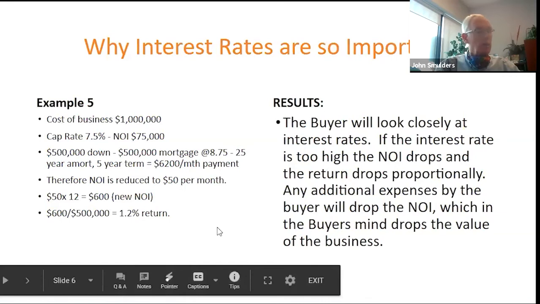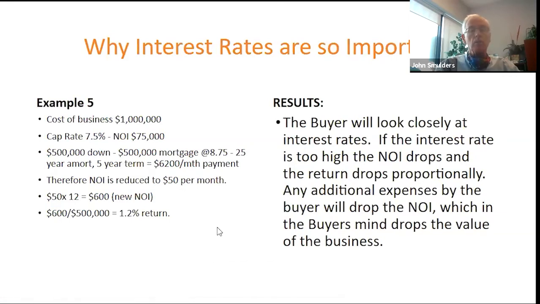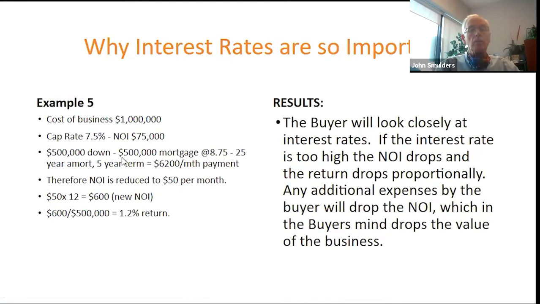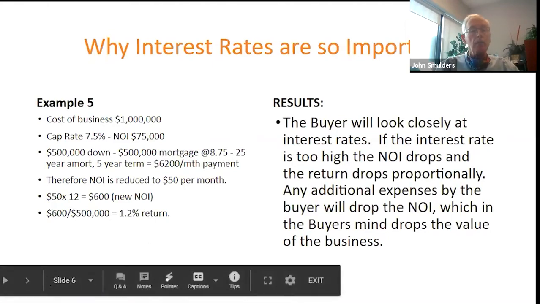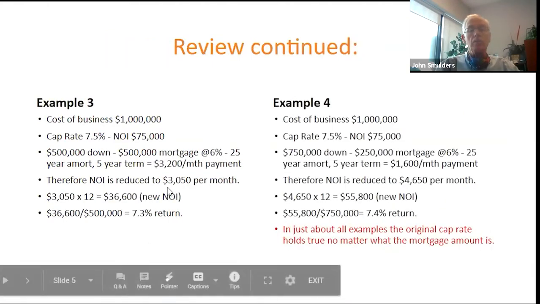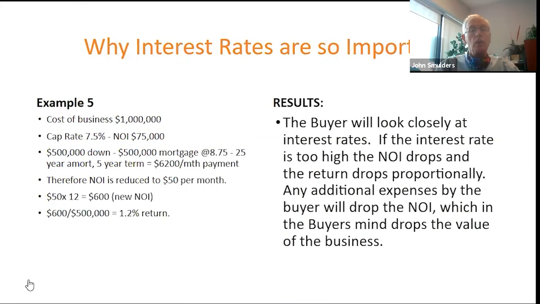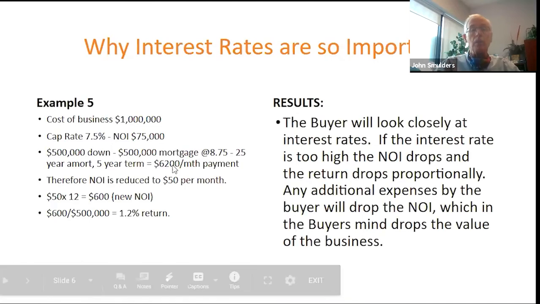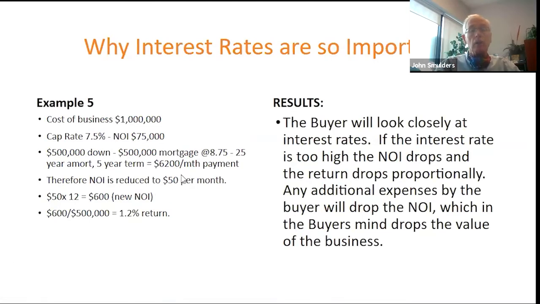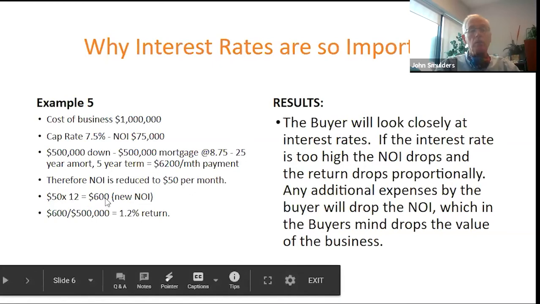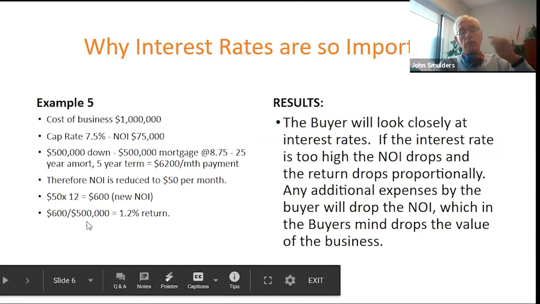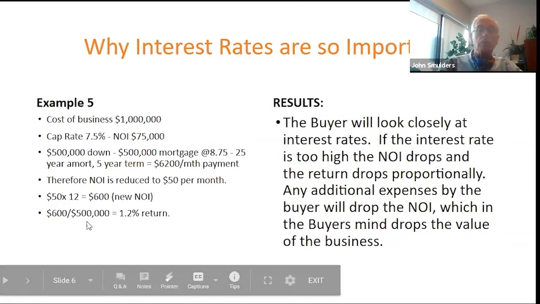So what happens with interest rates when you have commercial? Well, let's do the middle example here. Look what happens here if the interest rate for your commercial goes to 8.75. And if you recall from the previous example, the interest rate was 6%. So it's going up 2.75%. My goodness, that brings your monthly amount to $6,200 in a monthly payment. Your NOI is only $50 a month. $50 times 12 months is $600, your new NOI. Oops, $600 divided by 500,000 is only a 1.2% return.